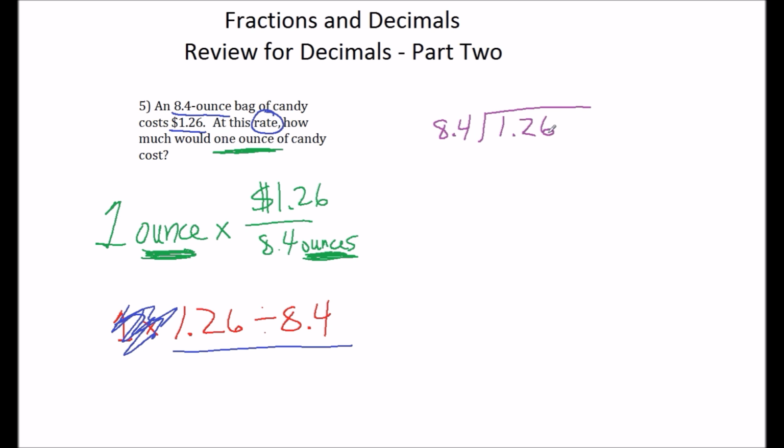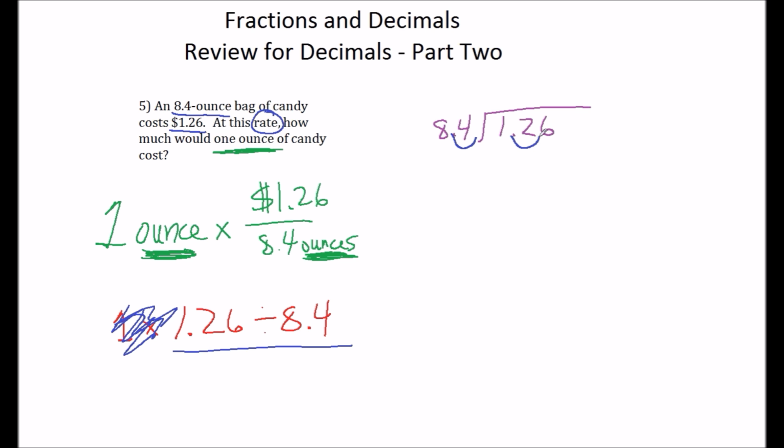And also, one thing I would advise you to do is we're gonna change the 8.4. We're gonna change it now. This is how we divide. We're gonna change it to 84. We're gonna move that decimal point once to the right, and then on the inside, I do the same thing with this decimal point. So the 1.26 becomes 12.6.